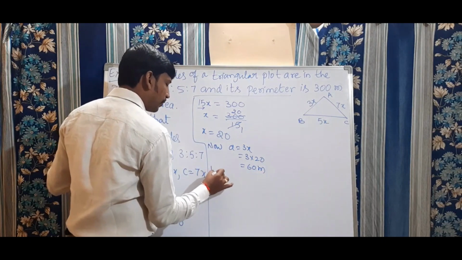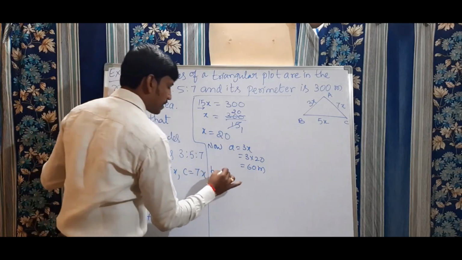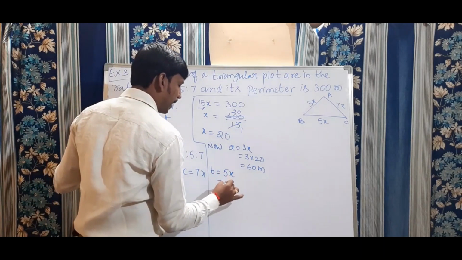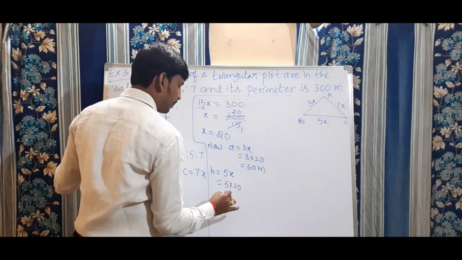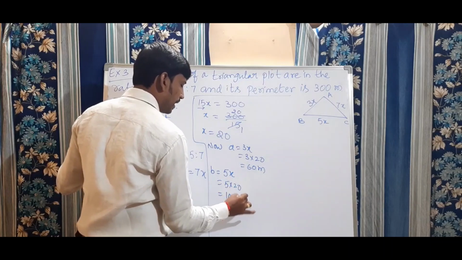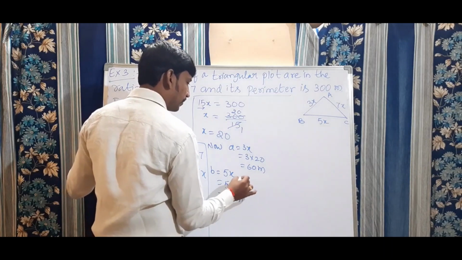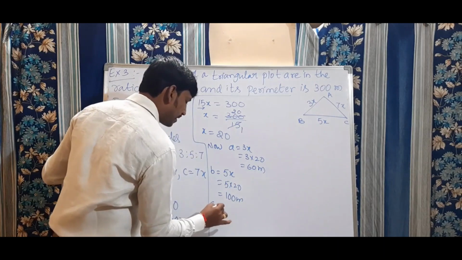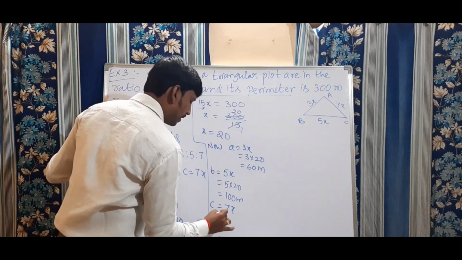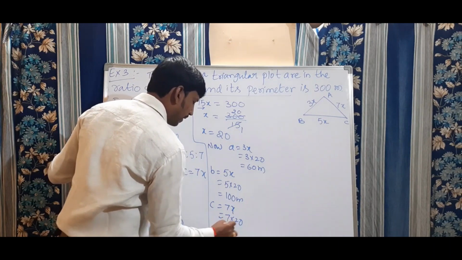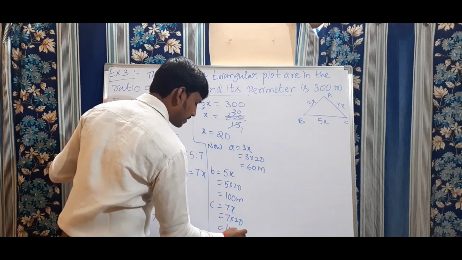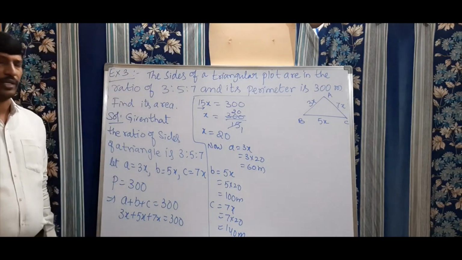Now b is equal to how much? 5x, which is equal to 5 into 20, that is 100 meters, and as well as c is equal to 7x, that is 7 into 20, nothing but 140 meters. Now I got a, b, c values.